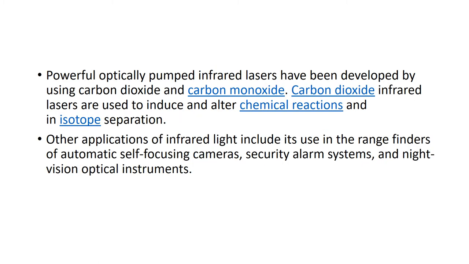So powerful optically pumped infrared lasers have been developed by using carbon dioxide and carbon monoxide. Carbon dioxide infrared lasers are used to induce and alter chemical reactions in isotope separation. Meaning, when you are supposed to separate isotopes, you need to alter the chemical reaction. So for altering the chemical reaction you need powerful optically pumped infrared lasers, which are also known as carbon dioxide infrared lasers.